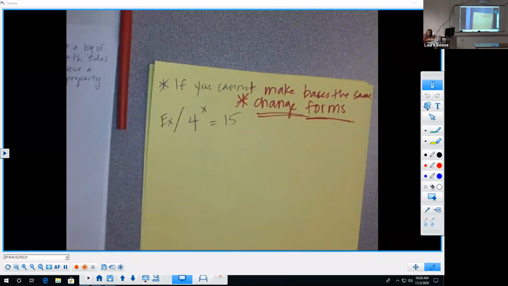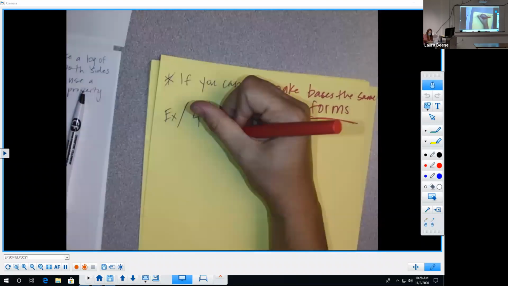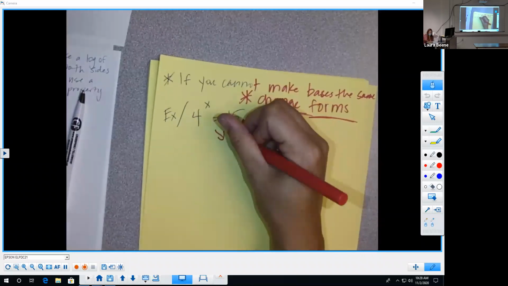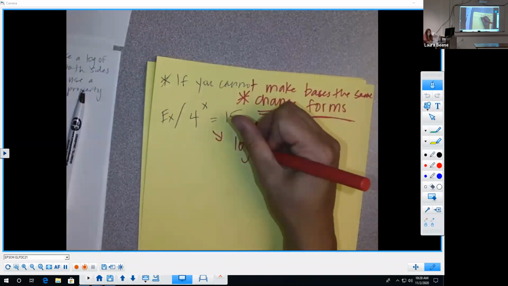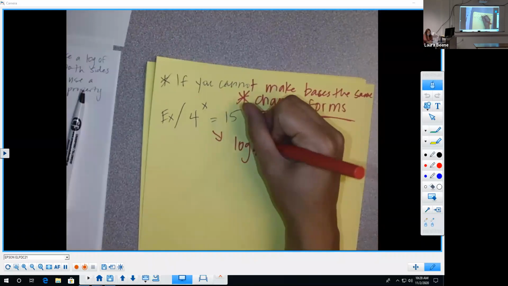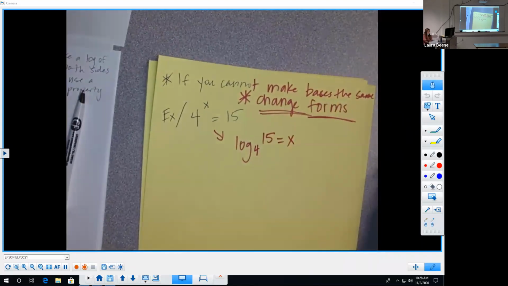You can't make the bases the same, then you need to change forms. So let's change forms here. This is an exponential form. Let's put it into log form. To put this into log form, it is log base... What's your base here? 4. Log base 4 of the answer, 15, equals my exponent. So I just need to figure out log base 4 of 15.